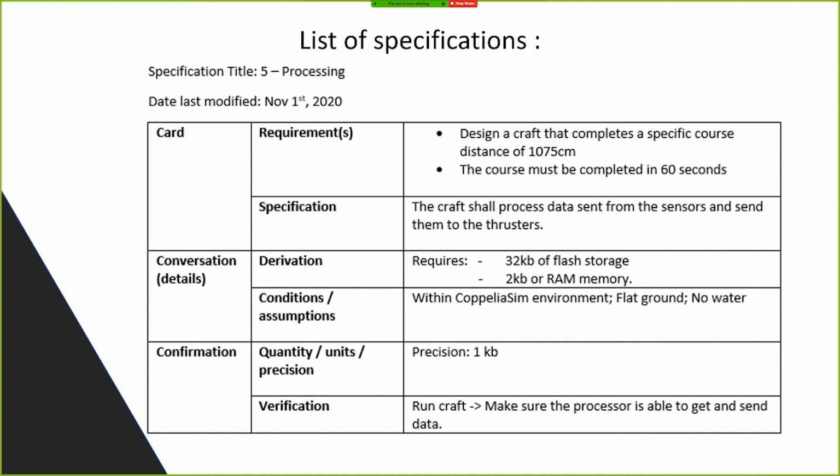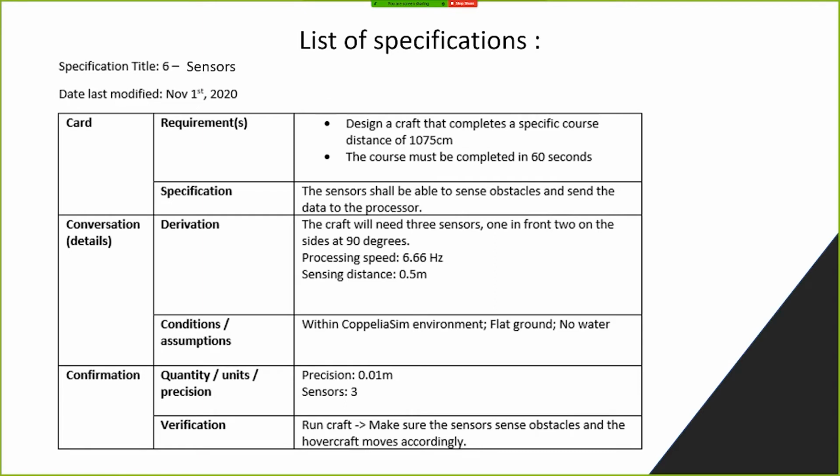Next one on the list, we have processing. For this specification, the craft shall process data sent from the sensors and send them back to the thrusters. For this processor, we use the Arduino Nano board. It requires 32 kilobytes of flash storage and 2 kilobytes of RAM, with a precision of 1 kilobyte. As for the verification, we'll make sure the processor is able to get and send data to multiple components of the hovercraft.